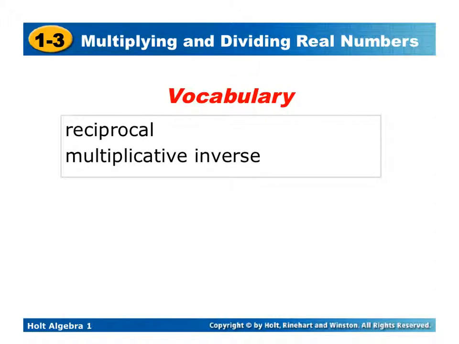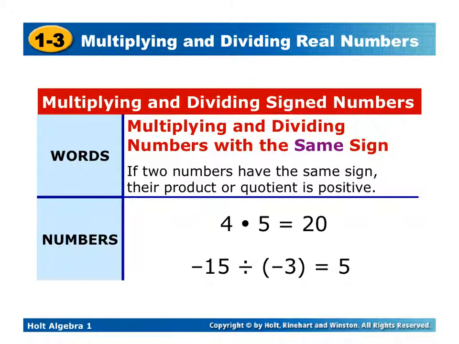Our vocabulary for this lesson is going to be looking at reciprocal and then also multiplicative inverses. Hopefully when you're working on the calculator, you begin to notice that when we are multiplying and dividing numbers with the same sign, the answer is going to be positive. Okay, so I'd make sure that you get that down.